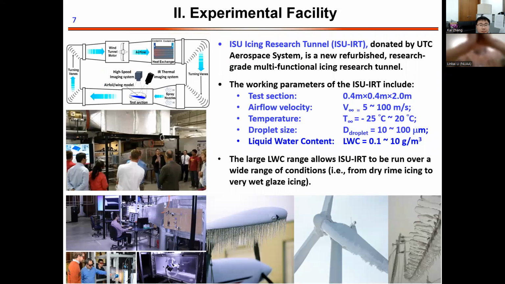Before I go to the details of my research topics, I want to introduce the unique research facility, the Iowa State University Icing Research Tunnel. This is a very multifunctional icing research tunnel. The temperature varies from -25 degrees Celsius to room temperature, and the flow speed can change from 5 to 100 meters per second. These parameters allow the icing research tunnel to be run over a very wide range of conditions, from dry rime ice to very wet glaze ice. And all the research of the present study was conducted in this wind tunnel.